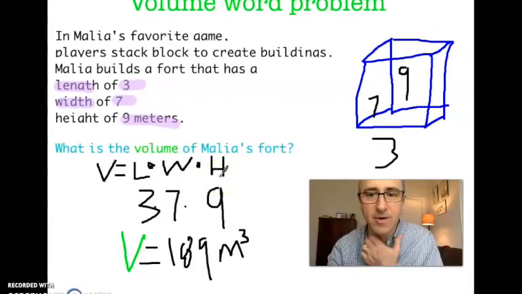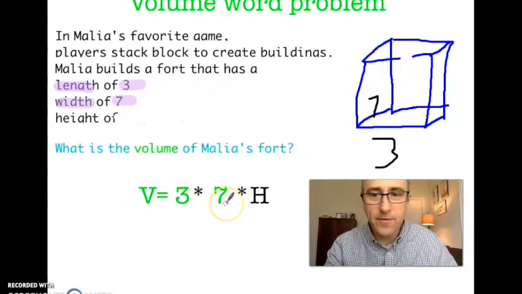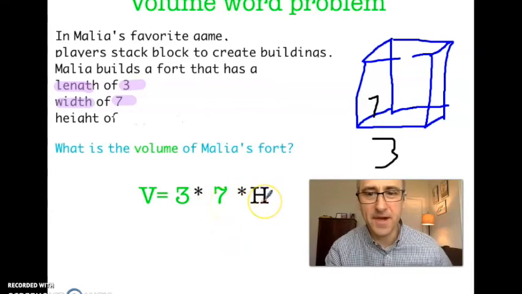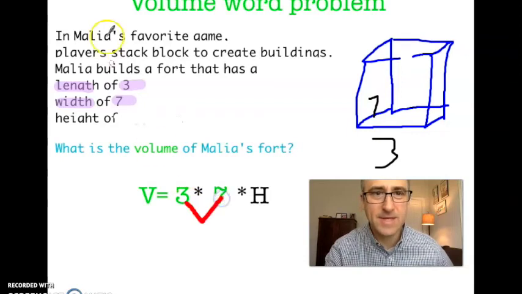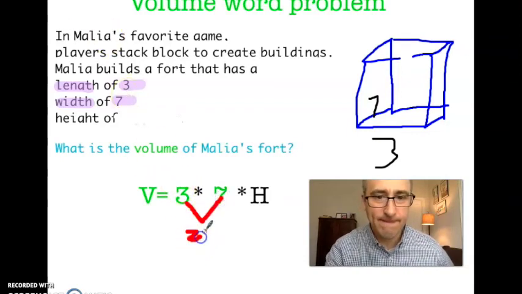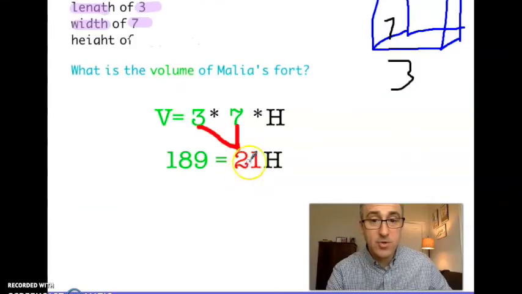Now let's do this backwards by getting rid of one of the dimensions. So as you see, I got rid of the height. And hopefully when we solve this, we'll find that the height was 9 like it was before. But let's see. We take 3 times 7, which is 21. We bring down the h, so it's 21 times h. And do you remember what the volume was before? That's right. It was 189. So 21h, we need to get the h alone.